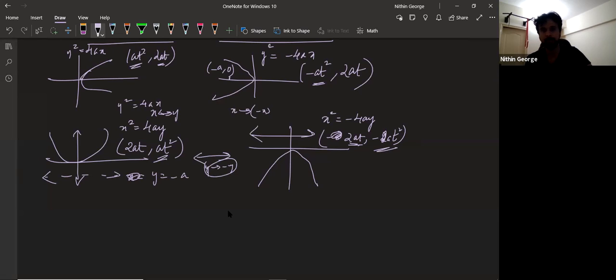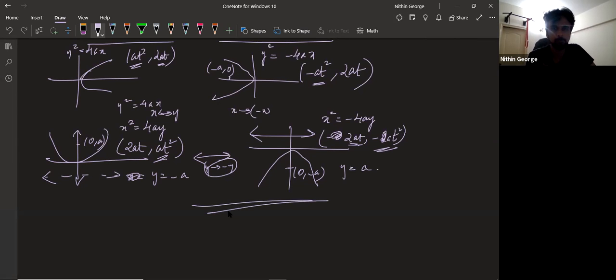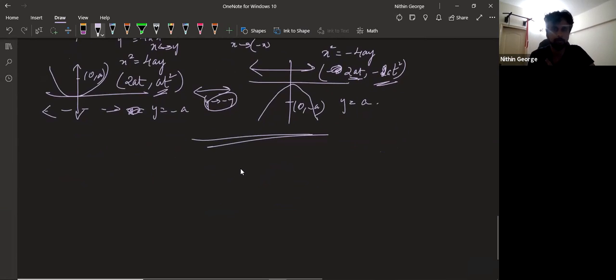Okay, the directrix will be y equal to plus a. The focus will be 0 comma minus a. Here it will be 0 comma a. Okay, so these are the 4 standard ways of dealing with parabola.